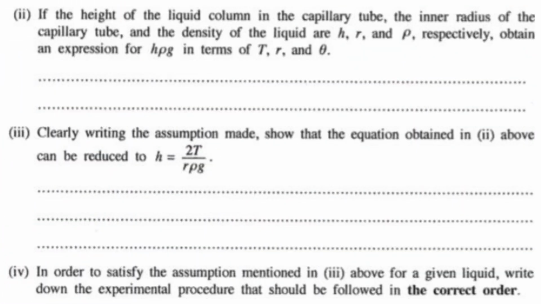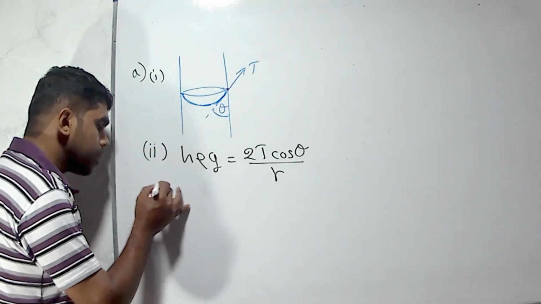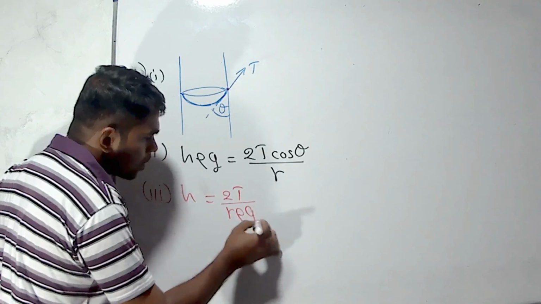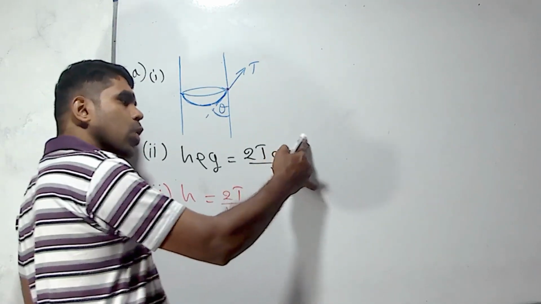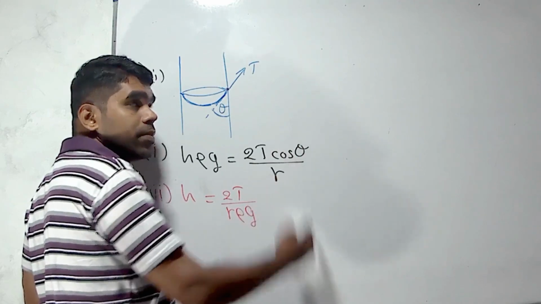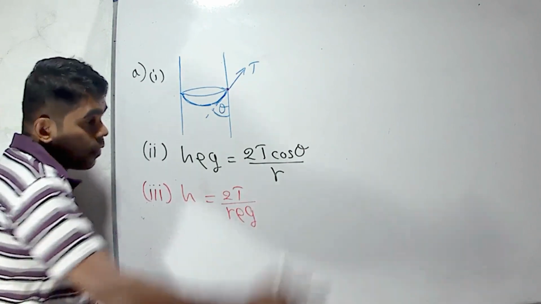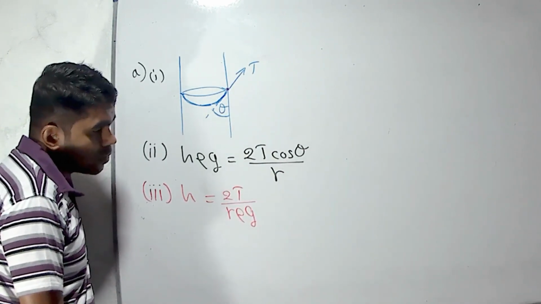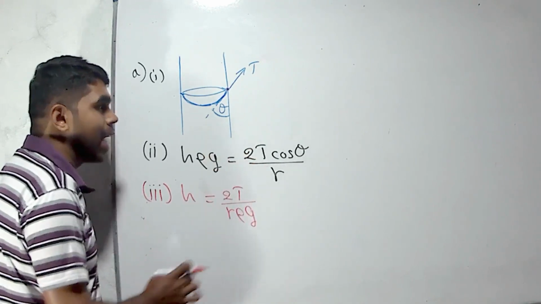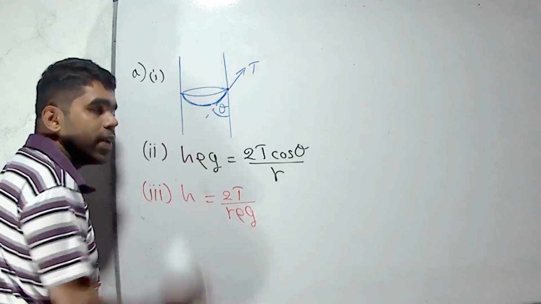Then part 3. Clearly writing the assumption made, show that the equation obtained in part 2 above can be reduced to H equals 2T over R rho g. The given equation in part 3 is H equals 2T over R rho g. It means cos theta has been removed. When removing cos theta, the value of cos theta should be 1. We know that cos value is 1 for 0 degrees. Therefore, we have to assume that the contact angle for the given liquid and solid surface is 0.